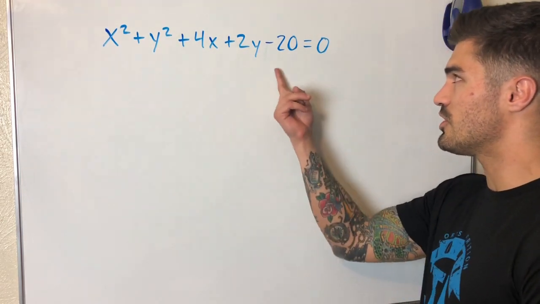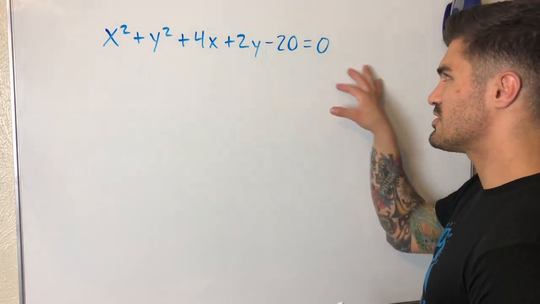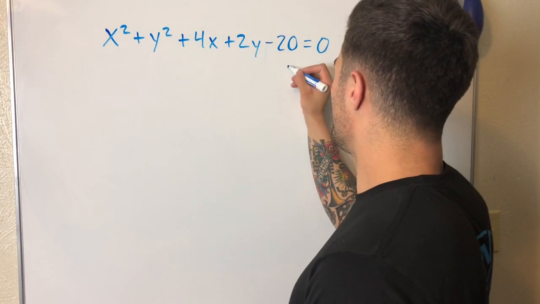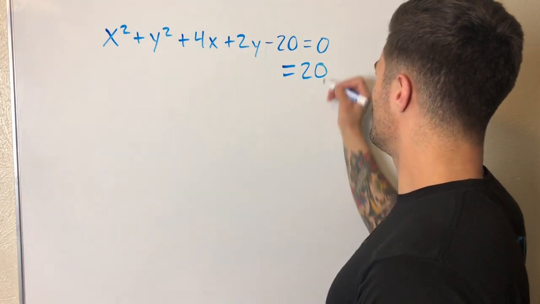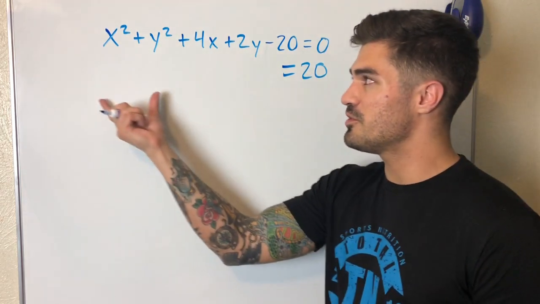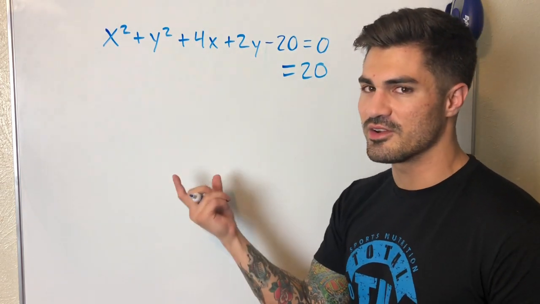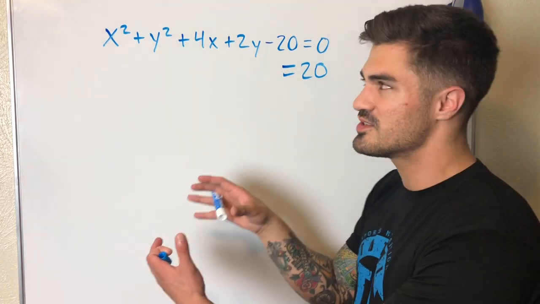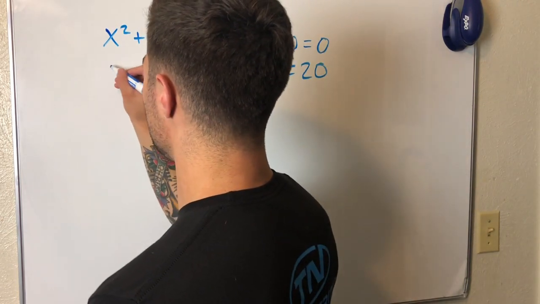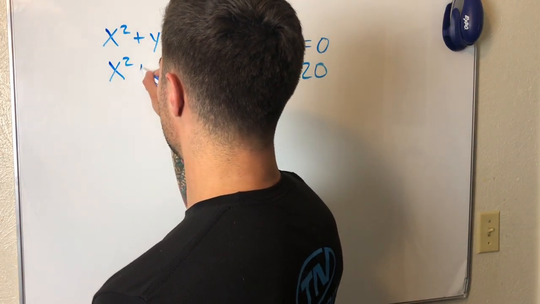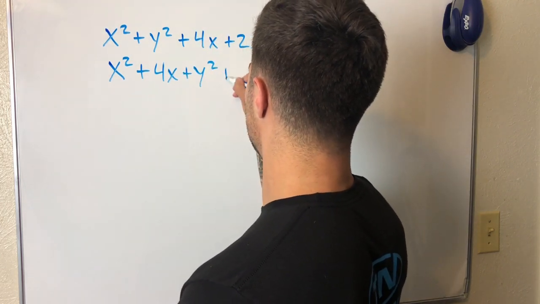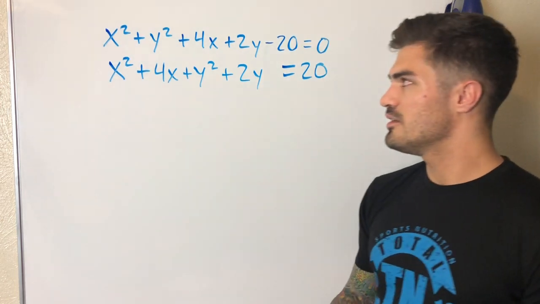The first thing I always do is move the constant to the right side, because at the end the constant's on the right side anyway, so I'm going to move that to the right. Again, I added 20 to both sides to get that to the right. The other thing I'm going to do off the bat is group the x's and y's together, because I'm going to complete the square with the x's and with the y's. So I'm just going to switch these two terms. It's addition, so the order doesn't matter. So I can easily switch these two terms here, y squared plus 2y. All right, we're good to go.